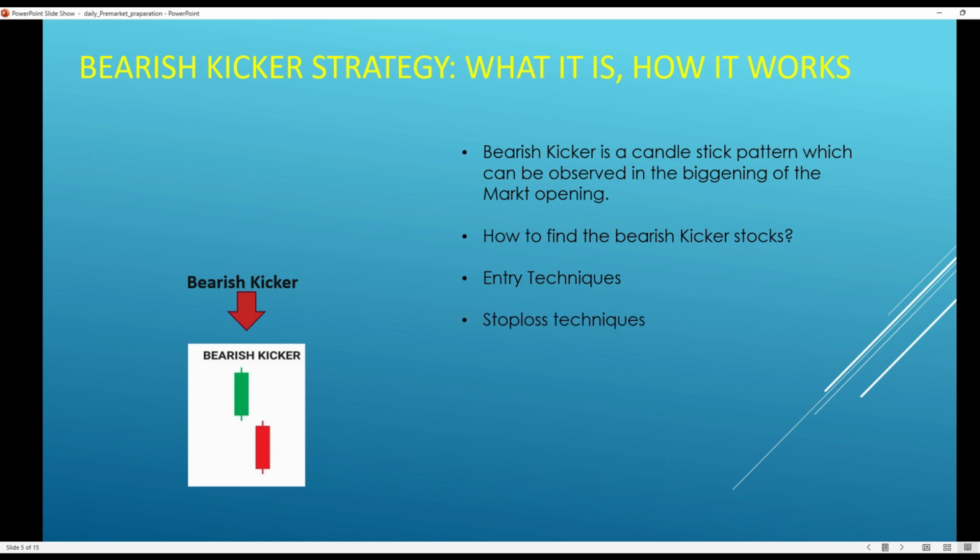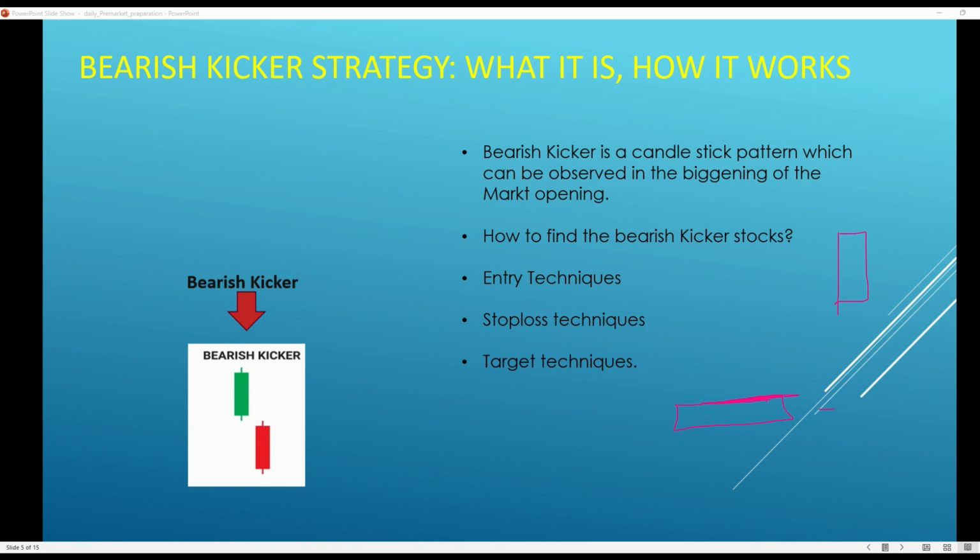The stop loss technique is, as I mentioned, the body close you can take as entry, and the day high is the stop loss. What is the target? The target will be the previous low, not the previous day low, the previous low. If the market opens with a gap up of 5 to 6 percent, what is the previous low? Yesterday's high was the previous low.